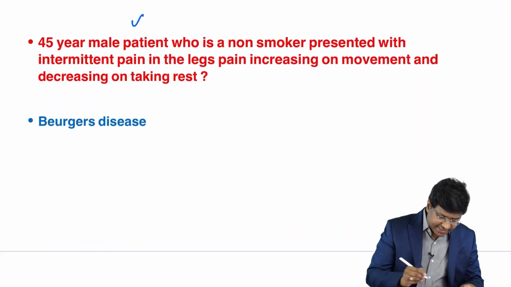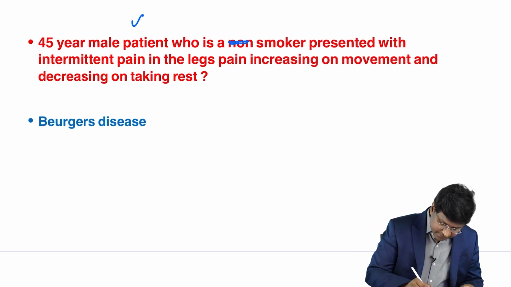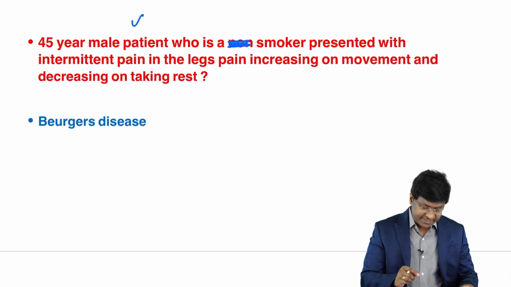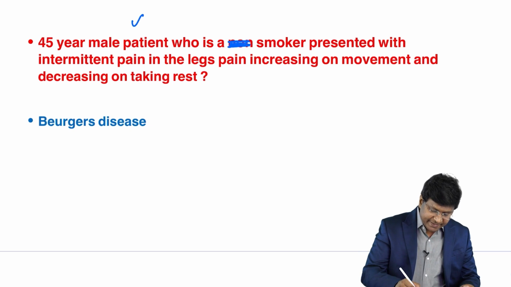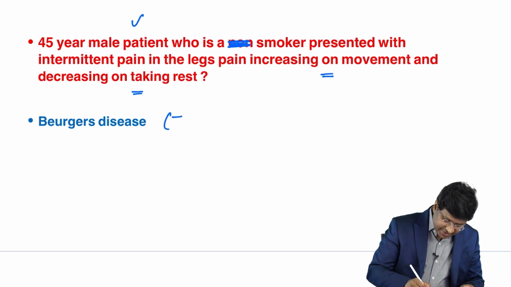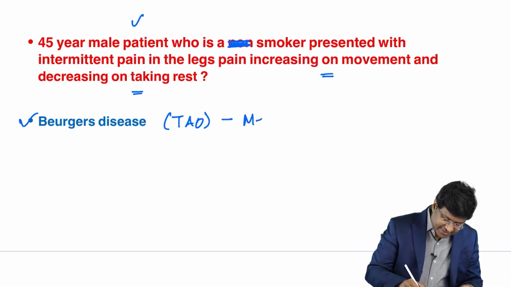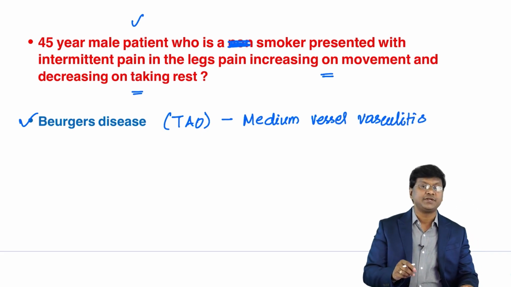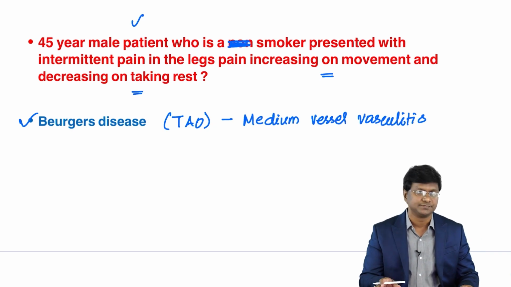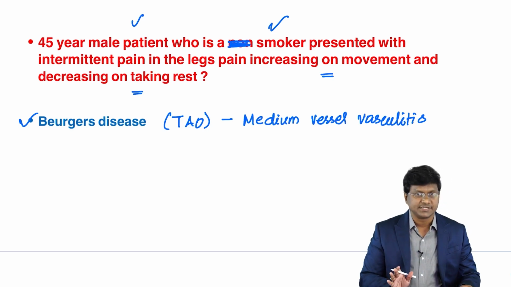And there was one clinical scenario in your exam in the following manner. A 45-year-old male patient who is a smoker presented with intermittent pain in the legs, and the pain is increasing on movement and decreasing on taking rest. What is the diagnosis? It is thromboangiitis obliterans, which is Buerger's disease, a medium vessel vasculitis. The history given is intermittent claudication, with the background of the patient being a smoker. That is your Buerger's disease.